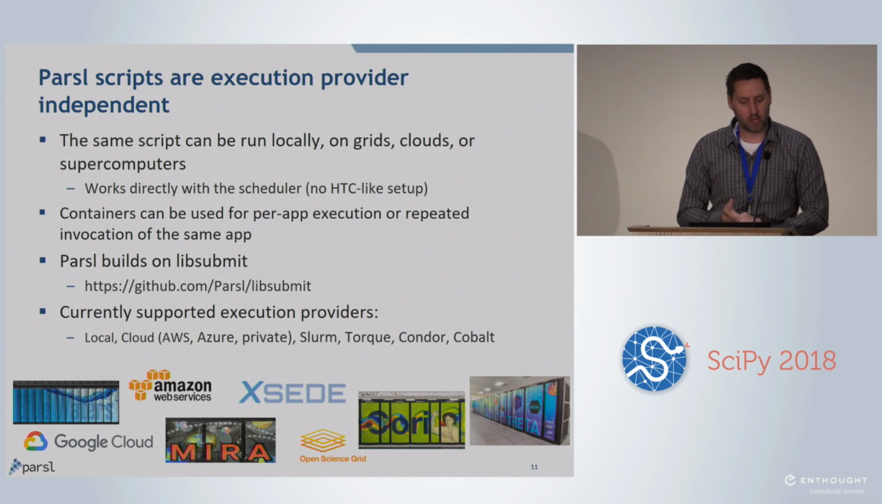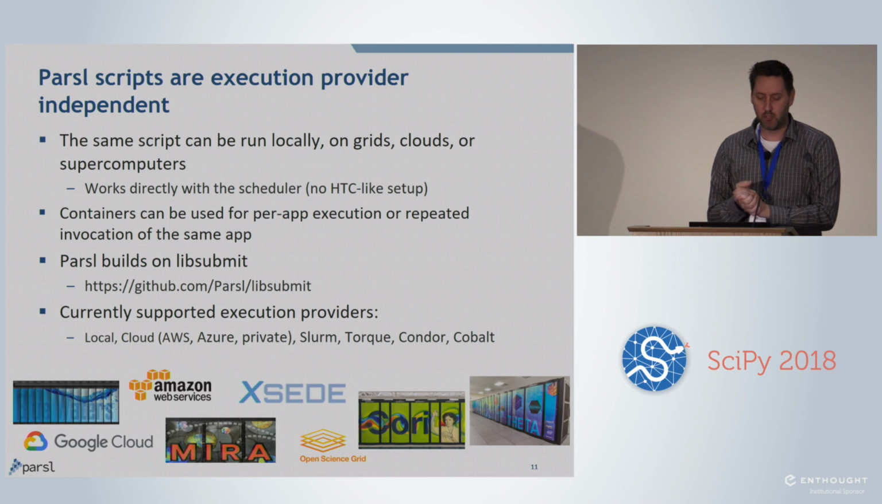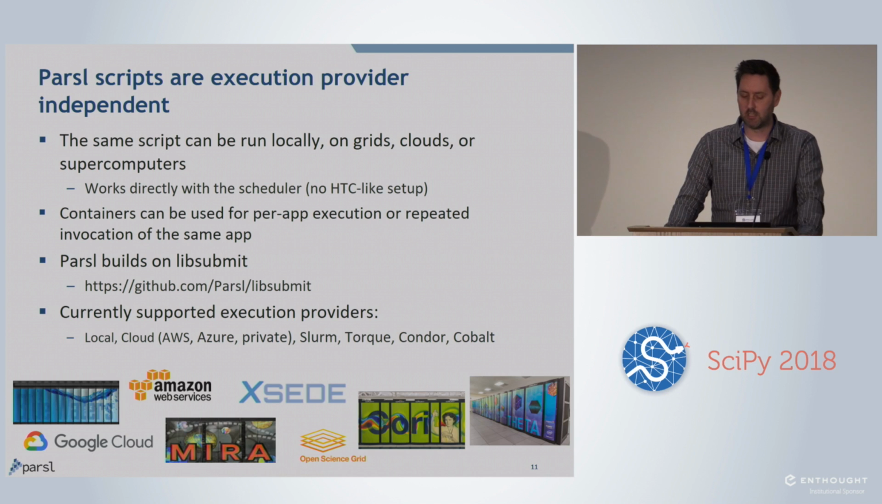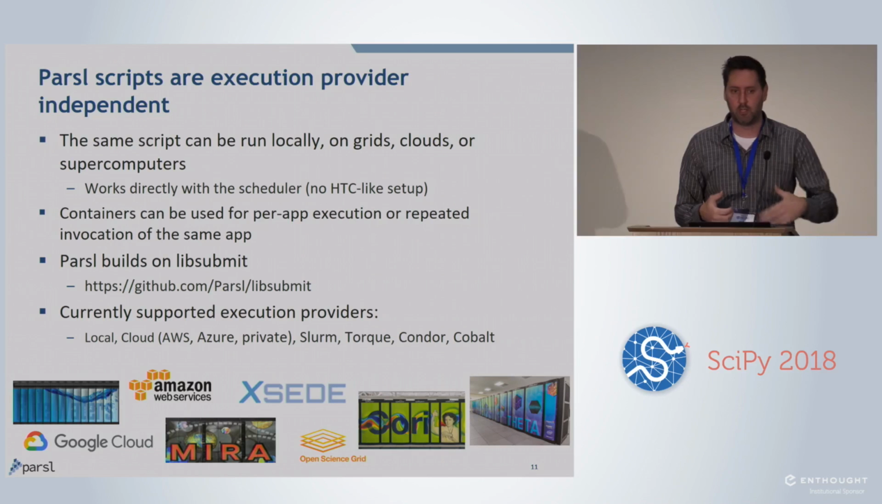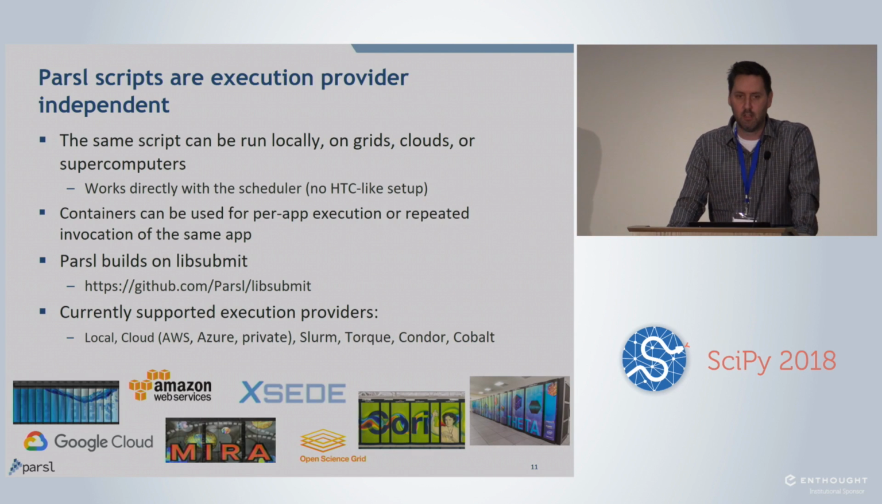The second thing I like to highlight is the independence from execution provider, essentially allowing the same Parsl script to be run locally, on grids, clouds, and supercomputers. It works directly with the scheduler, so there's no need to install some HTC-like model on top of it. We can talk to Slurm, we can talk to AWS. There's no need for you to install infrastructure there necessarily to execute things.